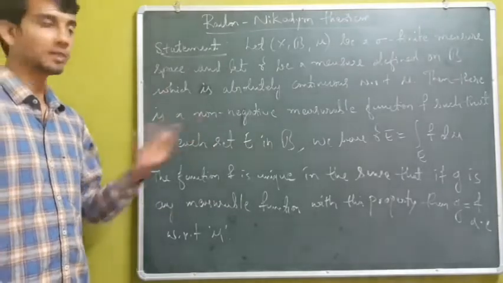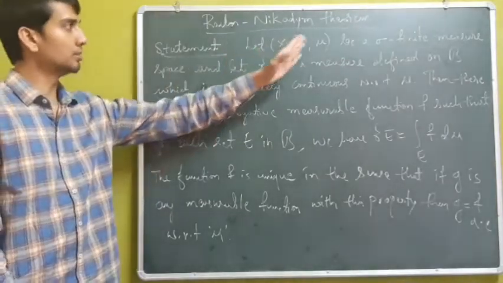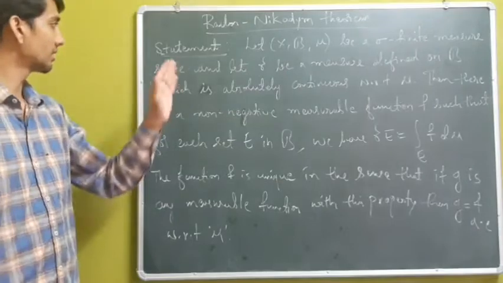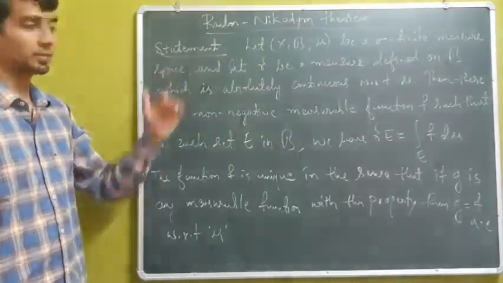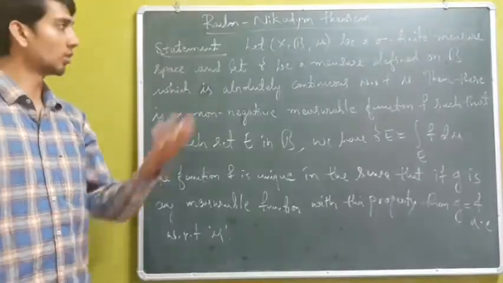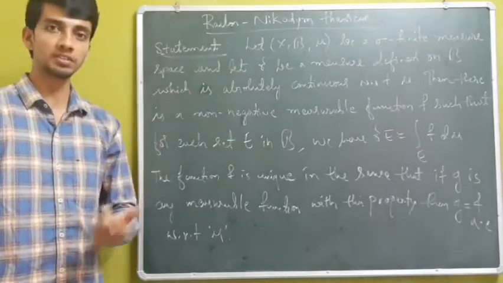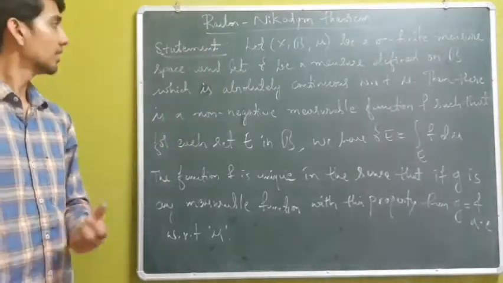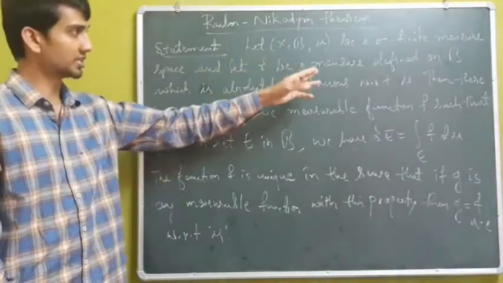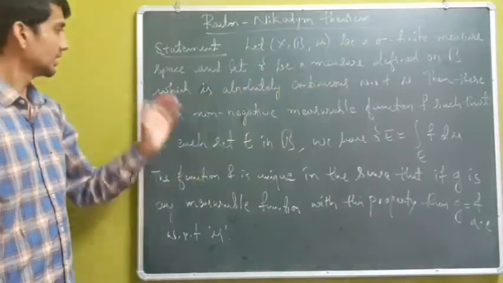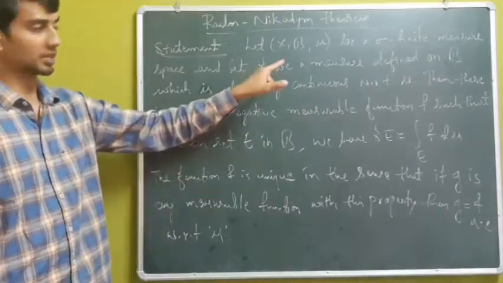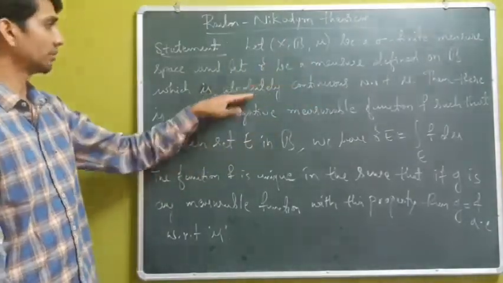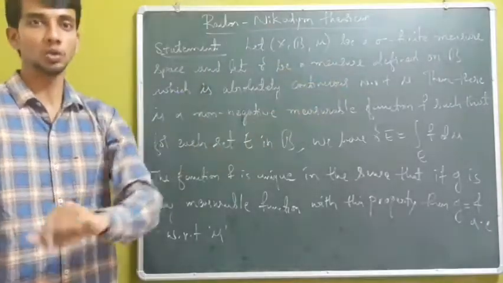So looking into the statement, let (X, B, mu) be a sigma finite measure space. We have discussed what we mean by a sigma finite measure space right at the start of this unit. And let gamma be a measure defined on B, which is absolutely continuous with respect to mu.